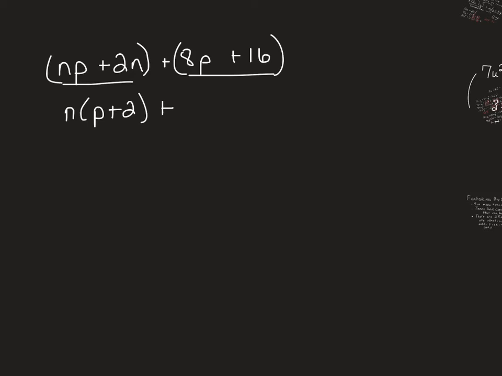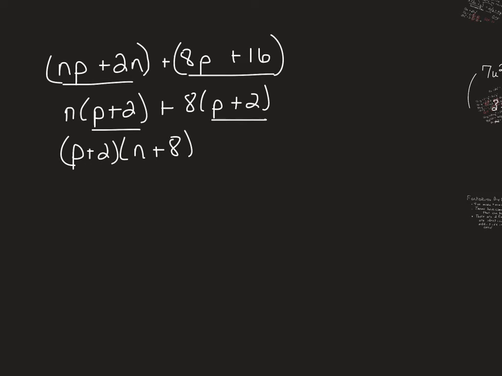In the second grouping, I have an 8 that's common to both. If I factor out the 8, p divided by 8 is p, and 16 divided by 8 is 2. Notice this is what's common to both. Same factor, so I can rewrite this as p plus 2. I'm factoring out what's common, and I'm left with n plus 8. And I have just factored that 4-part polynomial.